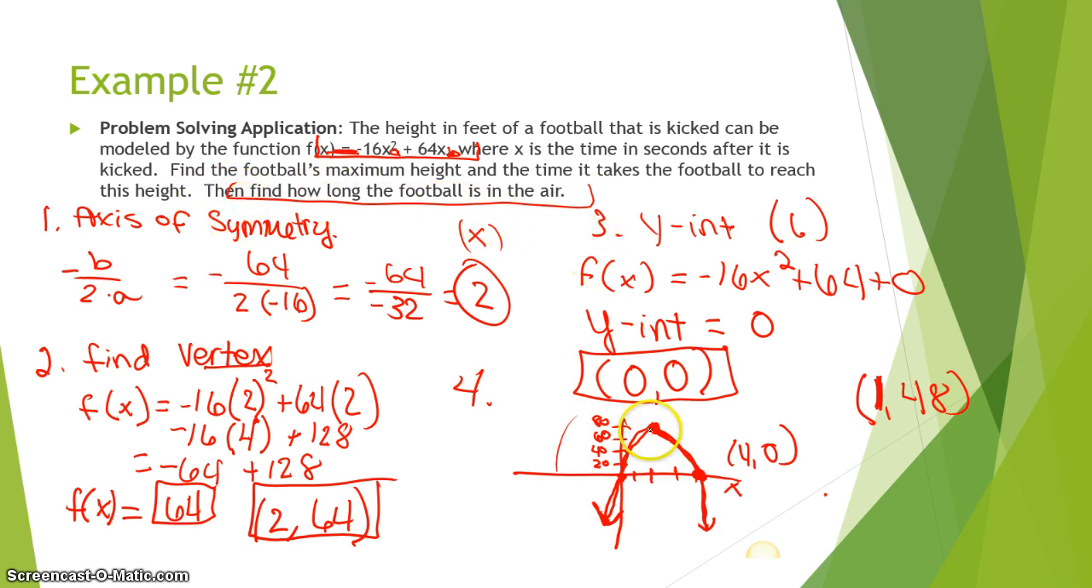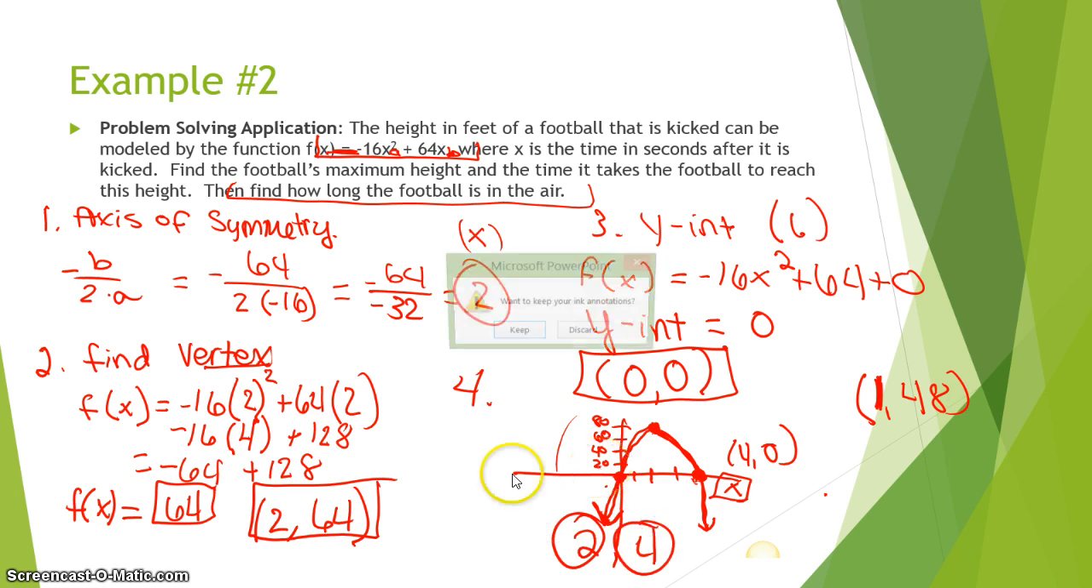So to find how long the football's in the air, you're going to find zeros for your parabola, and looking at where the zeros are on the x-axis. My zeros here are going to be 2 and 4. So however long it took is going to be based on the zeros on this graph here. So 2 and 4.